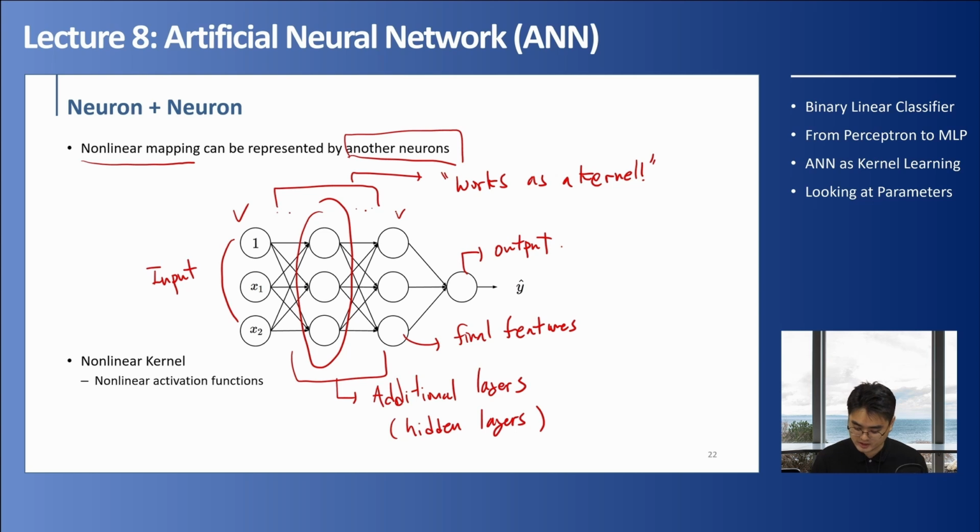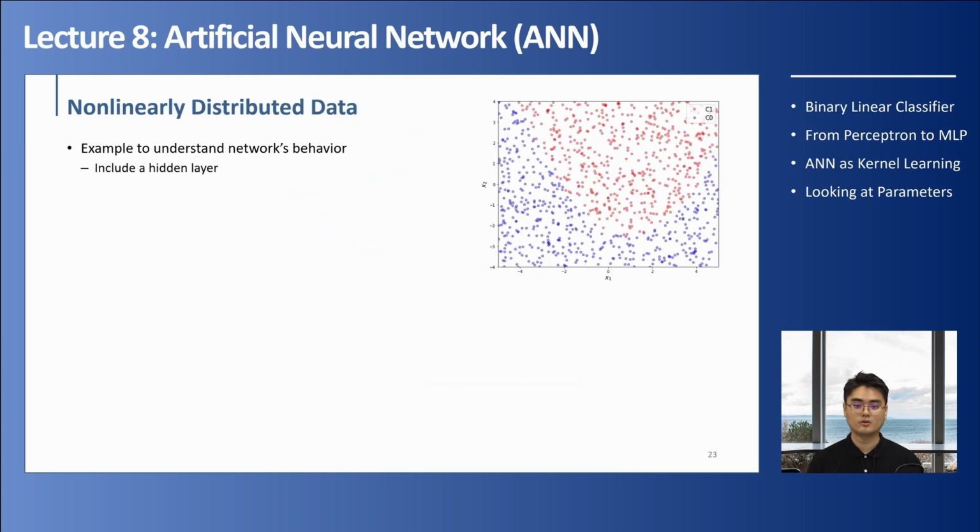And we can see these additional layers or hidden layers as some nonlinear kernels if we use nonlinear activation functions, such as the sigmoid function that we learned before. We're going to talk more about the different types of nonlinear activation functions in the later slides. Now, let's try to understand what happens inside our MLP and how this enables us to learn some nonlinear classification boundary. So let's first look into this nonlinearly distributed data here.